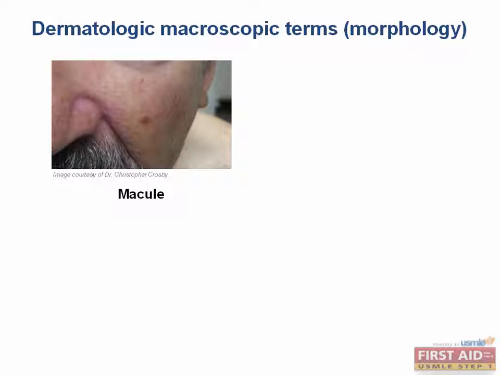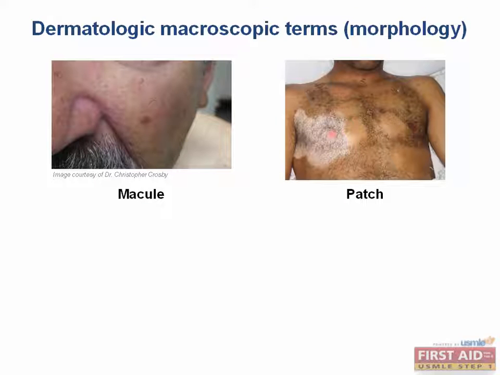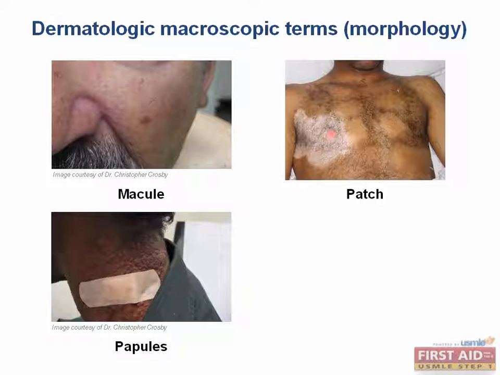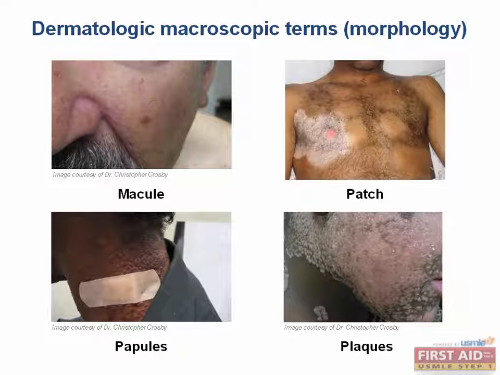Let's start by talking about macules, patches, papules, and plaques. What is the key differentiator for these terms? That's right, the size. A macule is a flat discoloration of the skin that is less than 1 centimeter in diameter. If, however, the discoloration were greater than 1 centimeter, it would be called a patch. Similarly, if the skin lesion were less than 1 centimeter, but now it were elevated, it would be a papule. And if it were greater than 1 centimeter and elevated, it would be called a plaque.